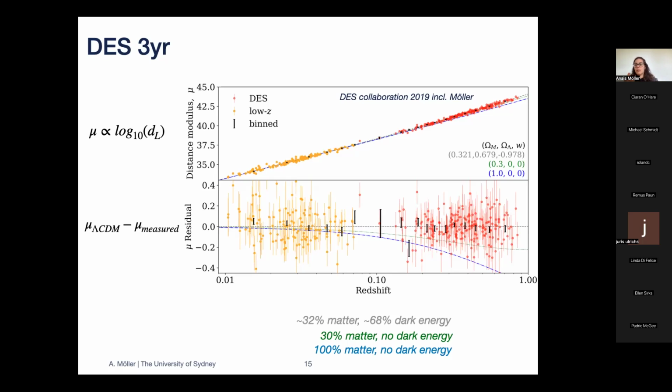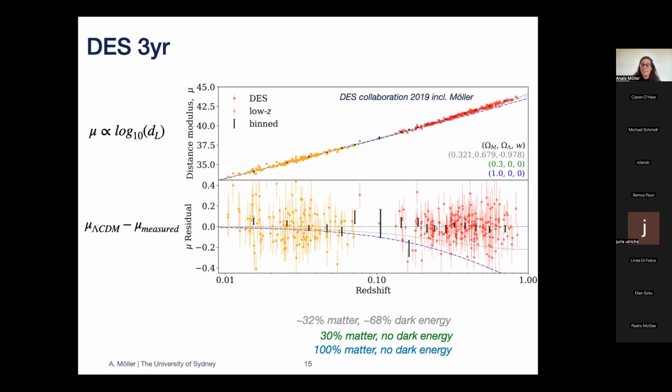Now, the red ones are from the Dark Energy Survey. The yellow ones are a sample of low redshift, nearby supernovae. With that data, we compare how we measure the evolution of distance modulus against redshift with cosmological models. So whether we have a universe with only dark matter, or how much percentage, do we need dark energy? Of course, the results show that we actually need dark energy to explain the measurements that we have.